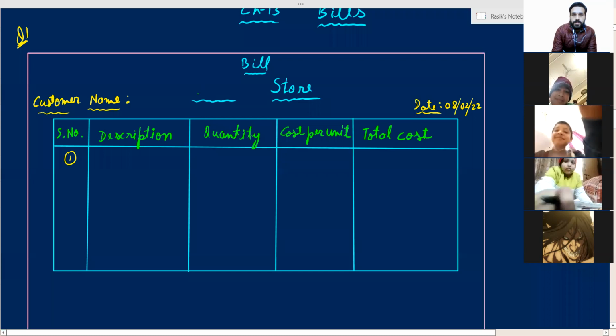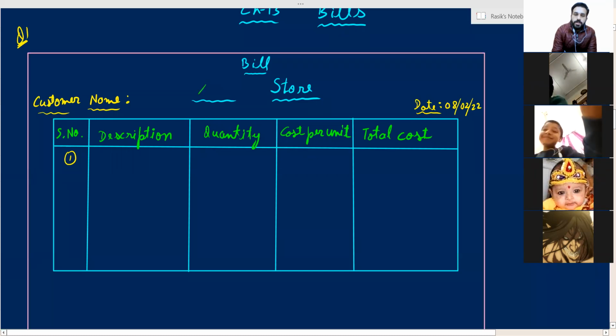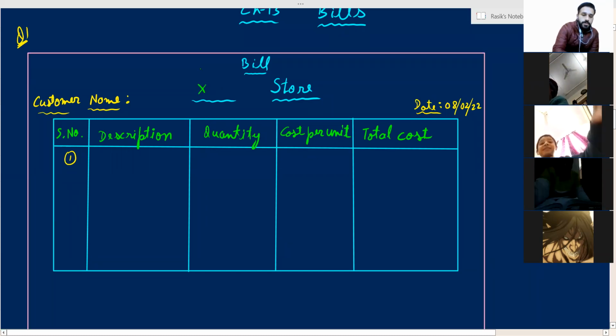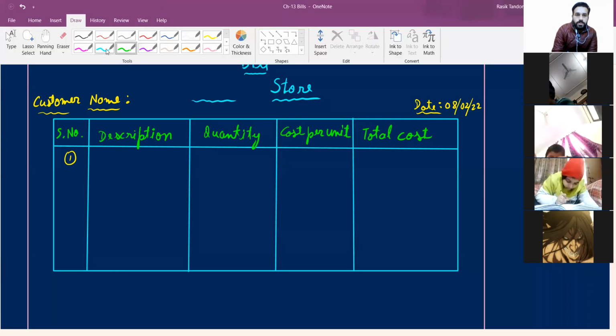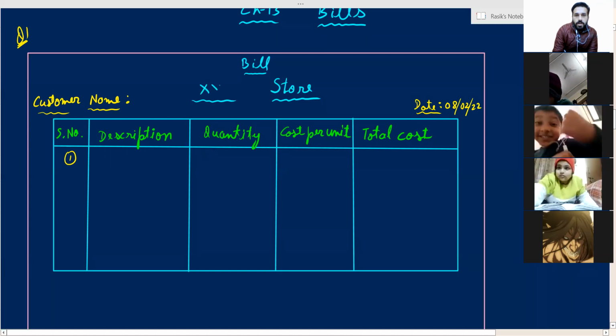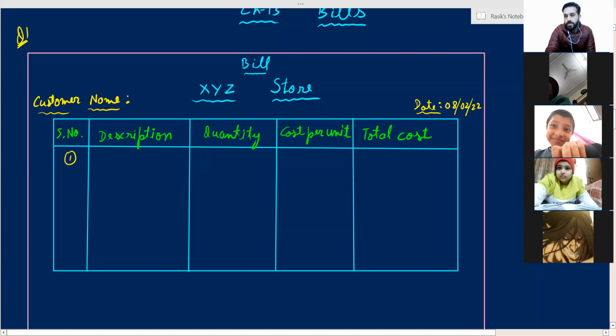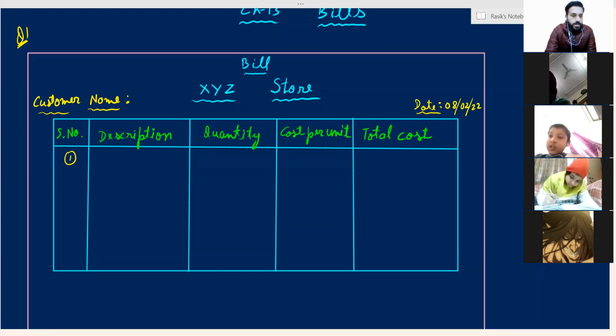Aditya store. Sir, can we write our own name stores? Yes. You can write your own name in place of the name of the store, and you can write XYZ store also. Okay, I'm writing XYZ store, because the name of the store is not given in the question. If the name of the store is given, we would have written that only. So this is the name of the store.